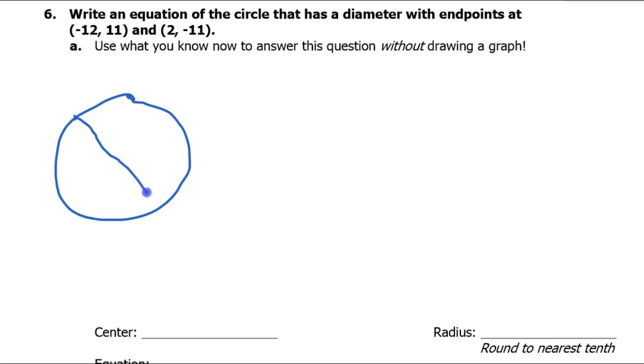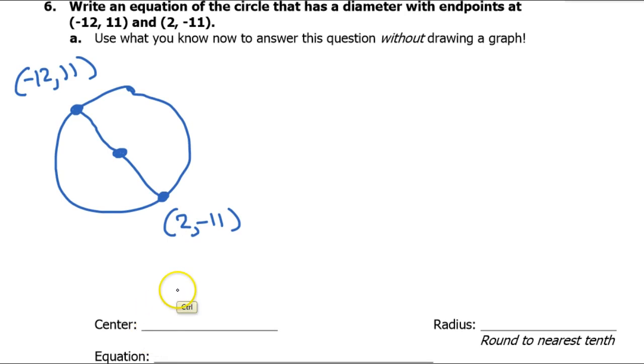All right, and I've got this diameter happening. So here's my negative 12 comma 11 point, and here is my 2 comma negative 11 point. All right, we need the equation of this circle. So for the equation of the circle, the main thing we need is the center. The center is just going to be the midpoint of this segment. So the first thing we need to do is find the midpoint, which is the center.